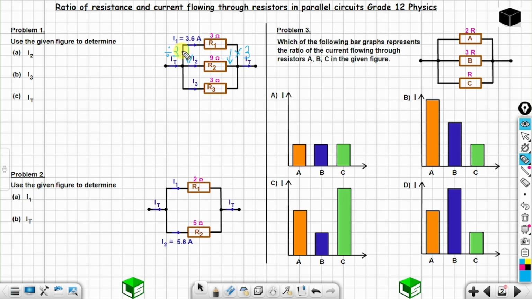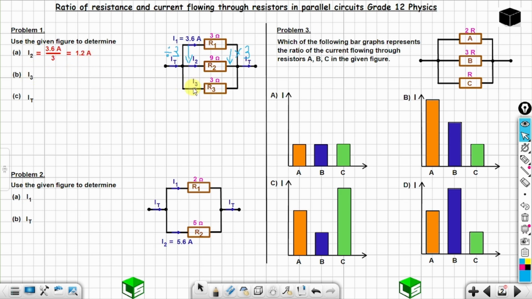So to find I2, I2 is equal to 3.6 divided by 3, and then you're going to have 1.2 amperes.